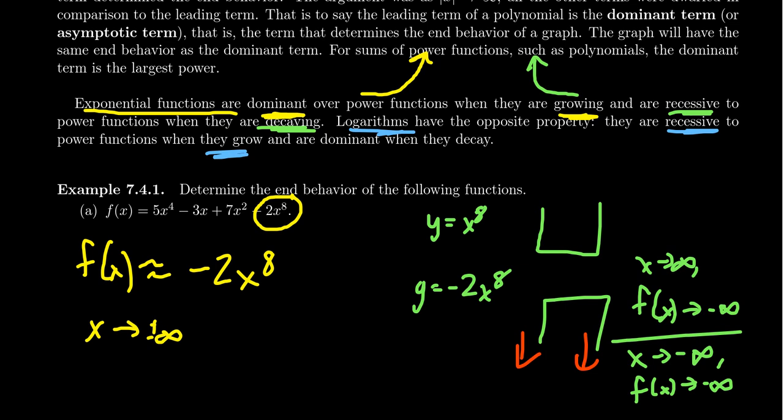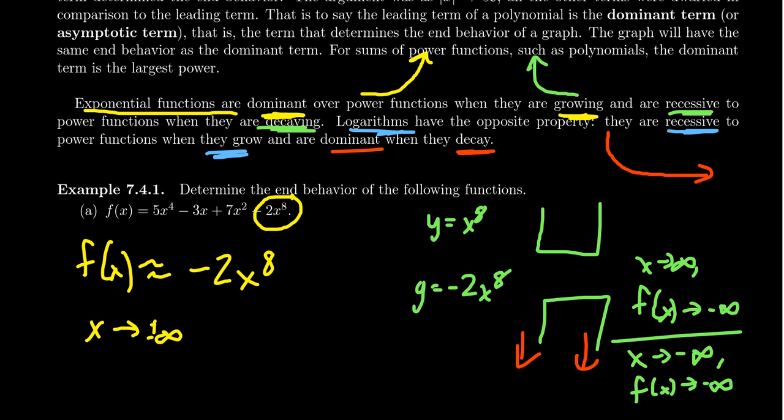So a logarithm would look something like this, right? Very slow growth over time. That'll be recessive to a power function. But on the other hand, they're dominant to a power function when they decay. So a decaying logarithm would look something like this, maybe. And so we can anticipate this type of dominance happening in that situation.